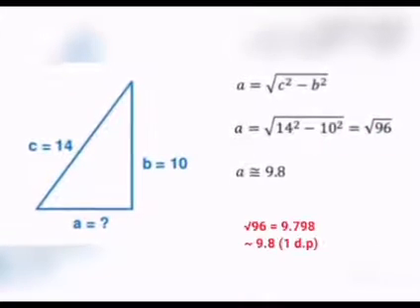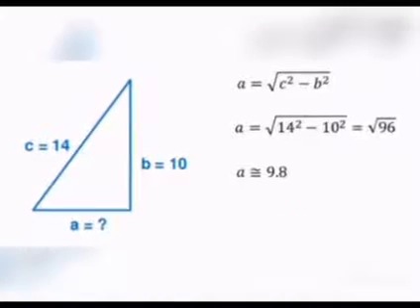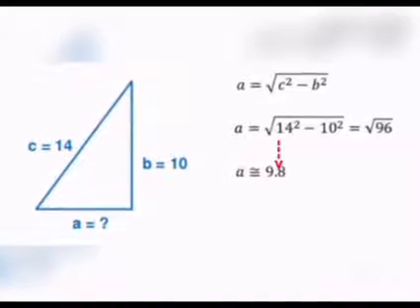The square root of 96 is approximately 9.8. Therefore, a is equal to 9.8.